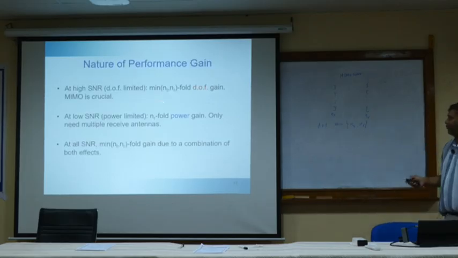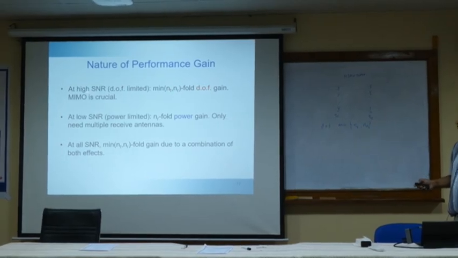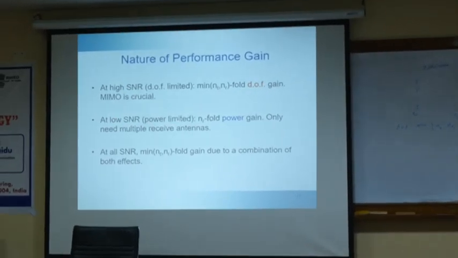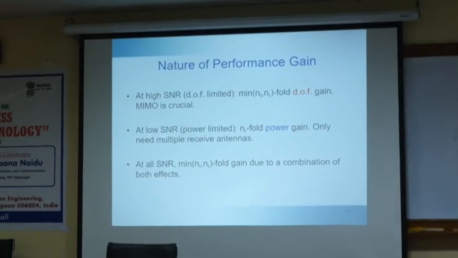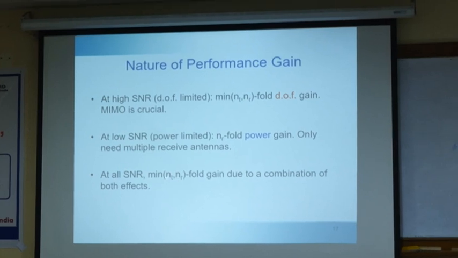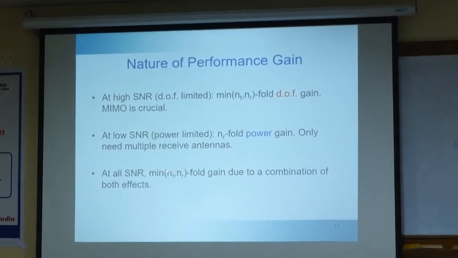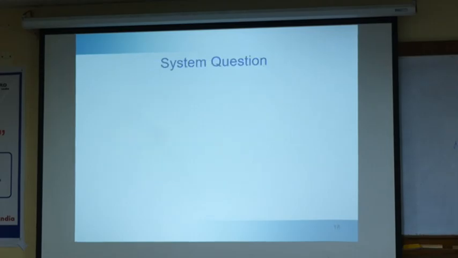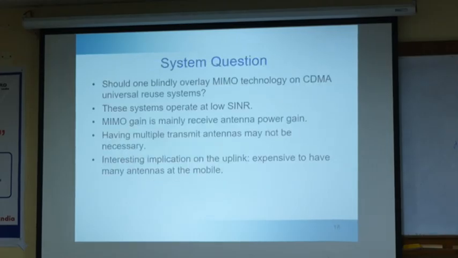We saw this slide as well, the nature of the performance gain. At high SNR, it is degree of freedom limited, min NT comma NR fold degree of freedom gain, and MIMO is crucial. For the low SNR, NR-fold power gain, you only need multiple receive antennas. Okay, at all SNR, min NT comma NR fold gain due to a combination of both effects, power gain and degree of freedom gain.